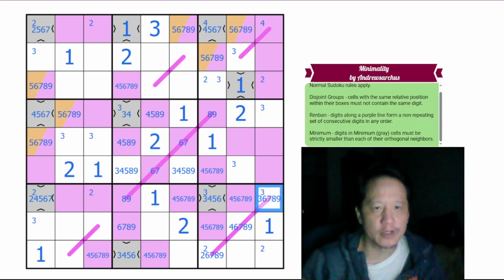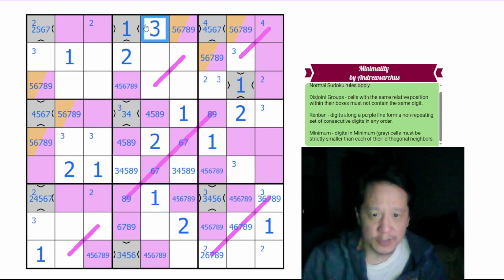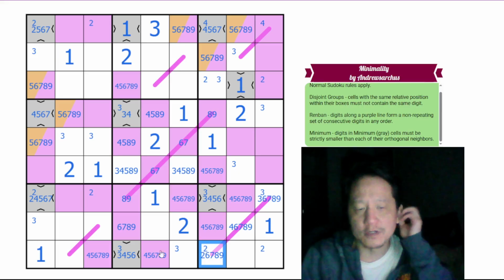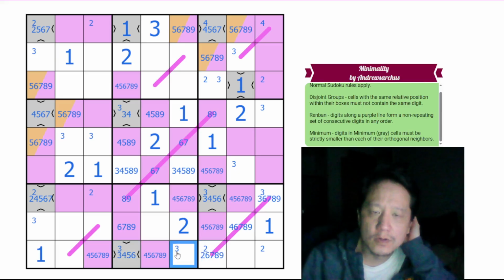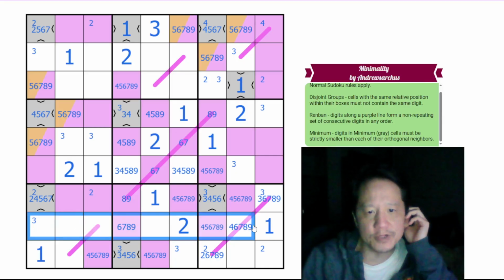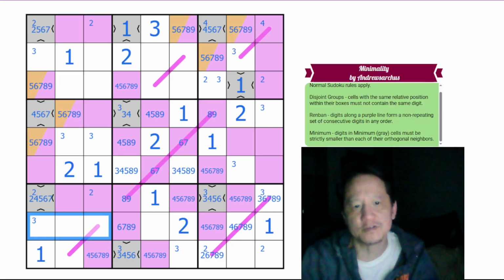What else could we have? So 3 is one of these 3. Oh, 3 cannot be here because of 3 in the column. So we are guaranteed a 3 in one of these two cells here. That means we have a 3 guaranteed in one of these two cells. So where is the 3 in row 8? It has to be one of these 3.